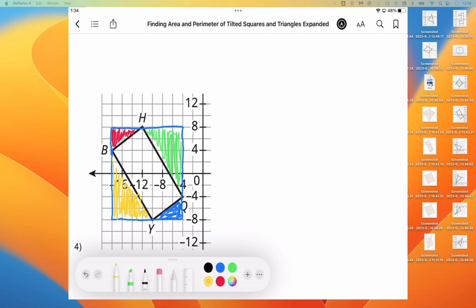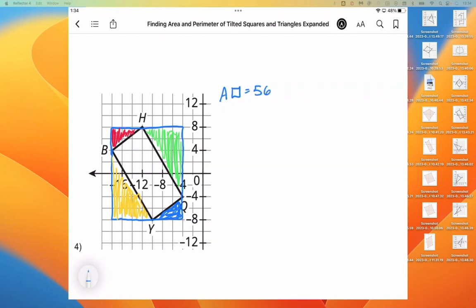So for the area, we've got the area of the blue rectangle. The blue rectangle is 1, 2, 3, 4, 5, 6, 7 by 1, 2, 3, 4, 5, 6, 7, 8. 7 by 8 is 56. And so we can start working on our triangles. The area of the blue triangle is 2 by 3, which is 6, divided by 2 is 3.